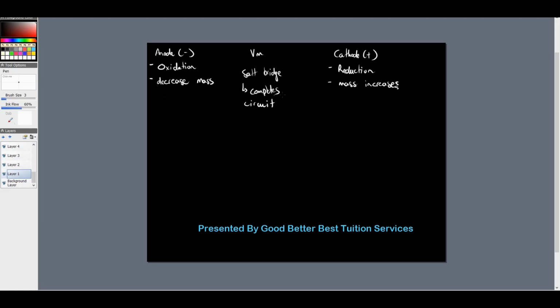Another function is that it separates the electrolytes so that the electrolytes themselves don't mix. So that's the galvanic cell that we looked at last week.